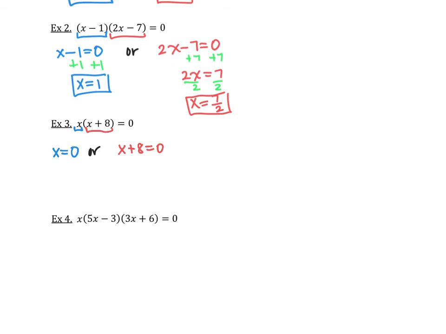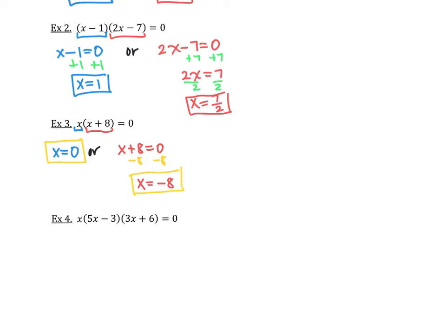Okay, now for the first equation, it says x equals 0. So it's already solved for me. So my first answer is x equals 0. For the second answer, I will have to solve x plus 8 equals 0. To cancel the plus 8, I minus 8 on both sides. And I get x equals negative 8 as my final answer.